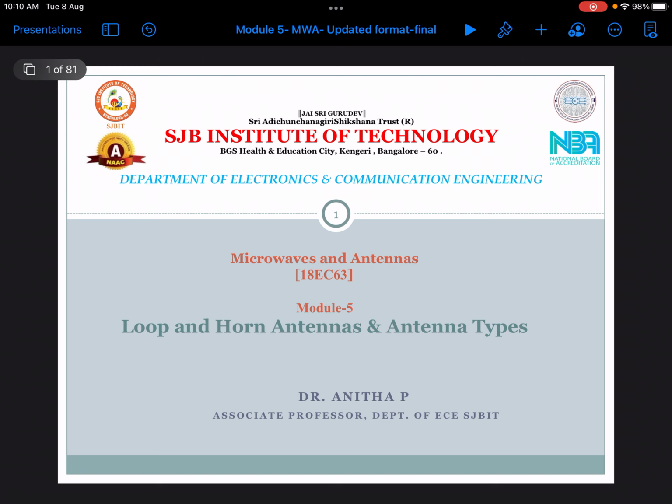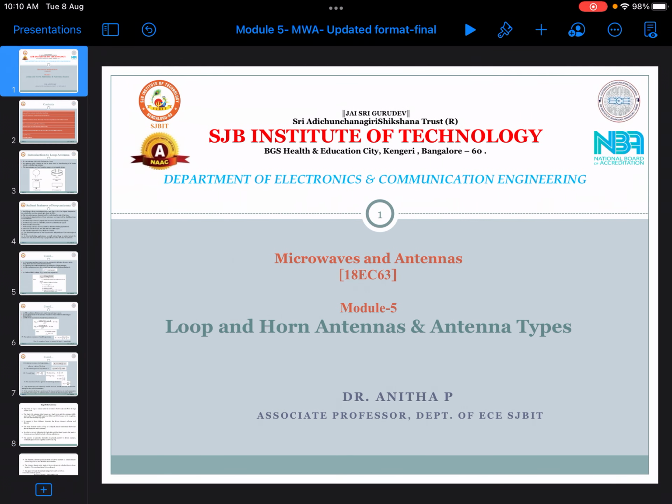Today we are going to look at Module 5 of the microwave and antenna subject, and it is majorly discussing the different types of antennas, looking into loop antenna, horn antenna, Yagi-Uda antenna, parabolic dish antenna, and helical antenna of different kinds.